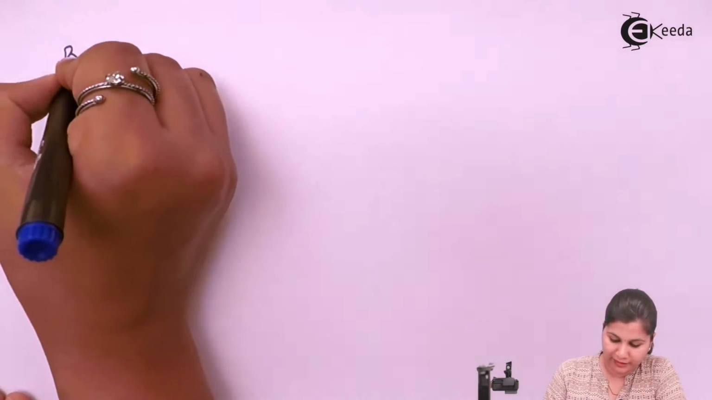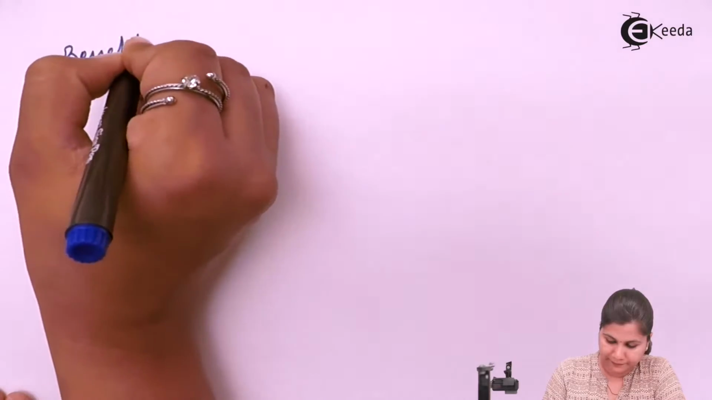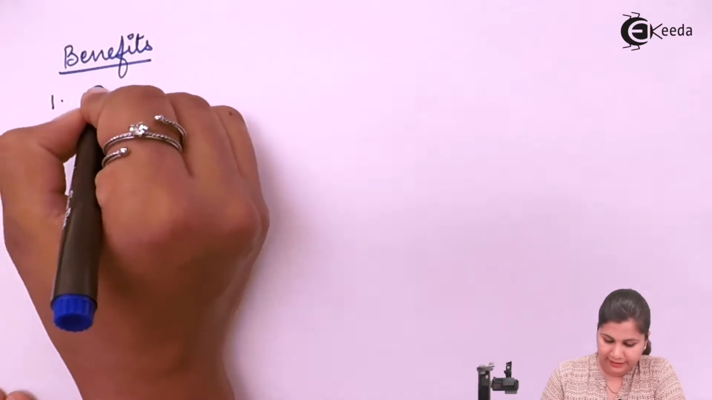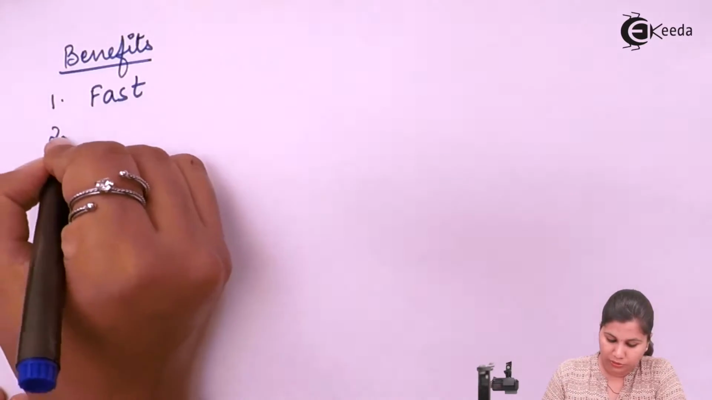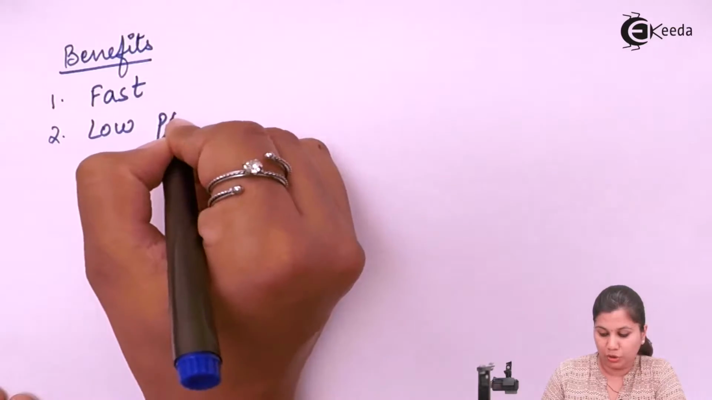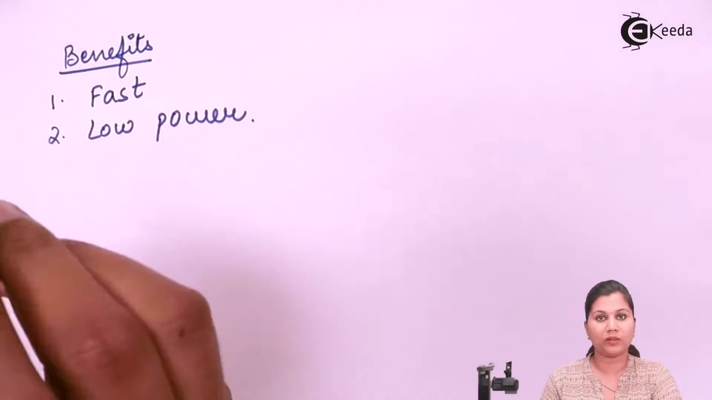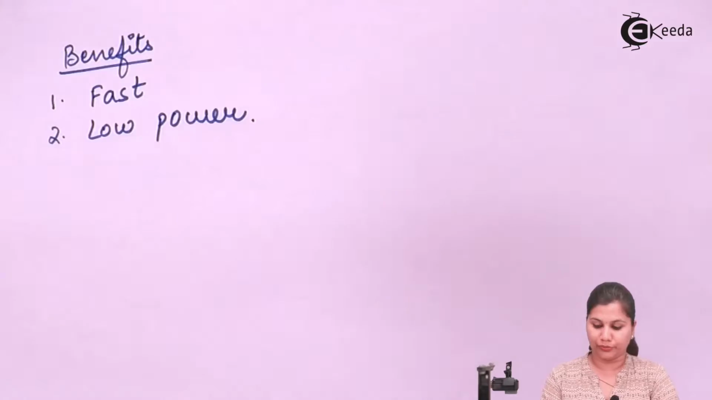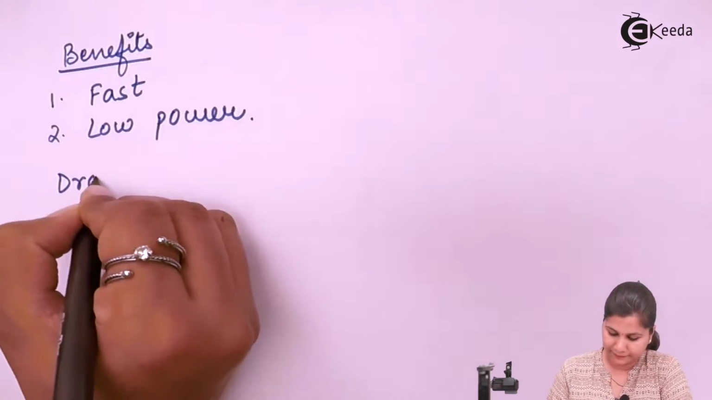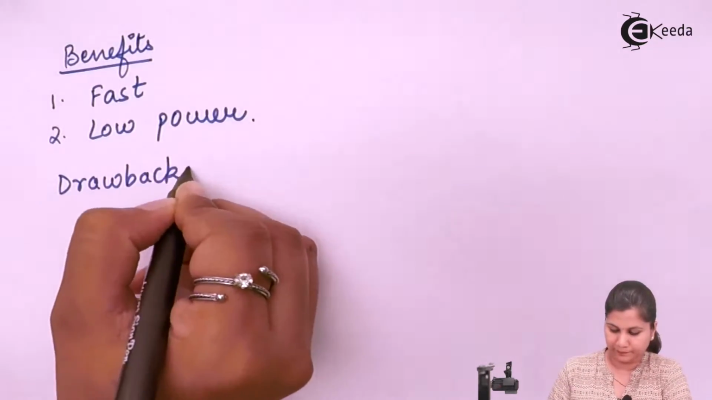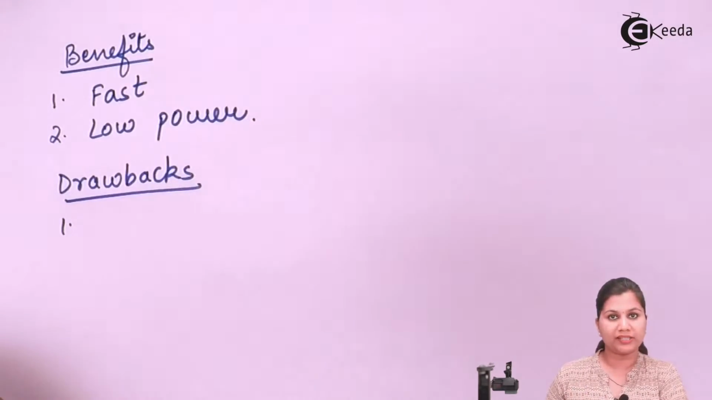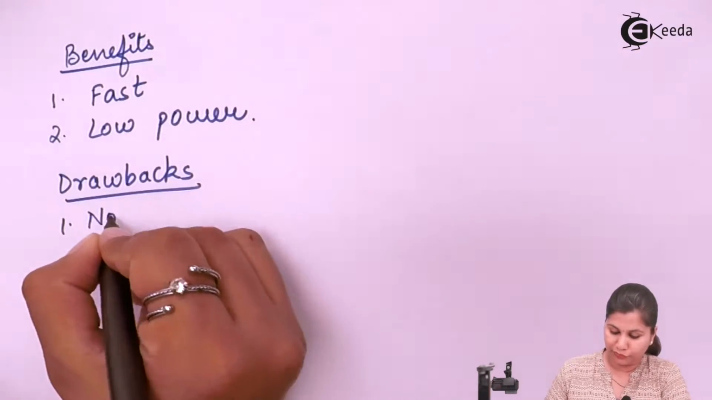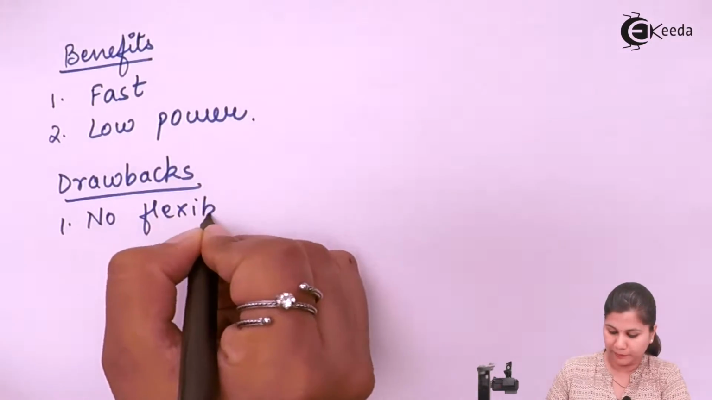Now these single purpose processors also have some benefits and drawbacks. Benefits are that they are very fast as compared to the general purpose processor. Also their power consumption is very low, so low power is required because the number of components has reduced. Now the drawback: no flexibility is present because they are used for a single application only, so no flexibility as in the case of general purpose processors.